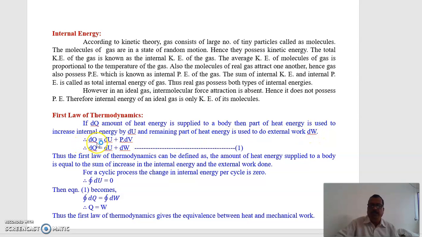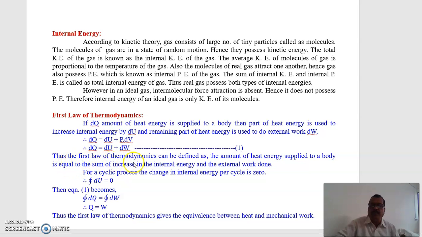Therefore, we get dq equal to dU plus pdV. That is, dq equal to dU plus dW. PdV is nothing but work done, that is dW. Therefore, total amount of heat supplied to a body dq is equal to the sum of internal energy and work done, that is dU plus dW. This is, suppose, equation first.